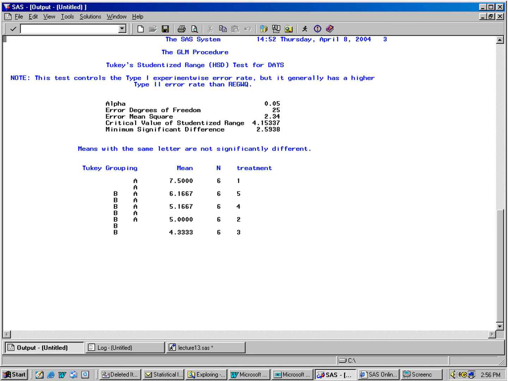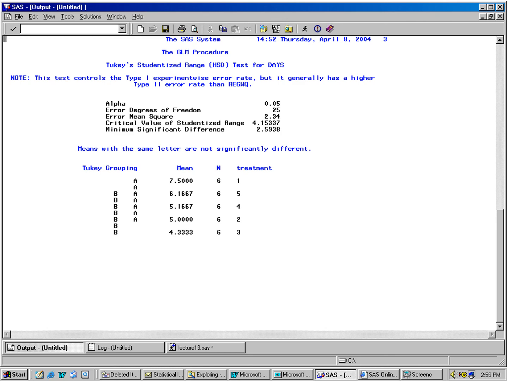Now look over to the left. You'll see something called the Tukey grouping. There's a bunch of A's. The treatments that are all in the A group are not different from one another. That is, if you compared them after adjusting, they would not be significantly different from one another. So treatments 1, 5, 4, and 2 all fall into the A grouping. Notice 3 does not fall into the A grouping. It's just 1, 5, 4, and 2, which are statistically indistinguishable from one another.